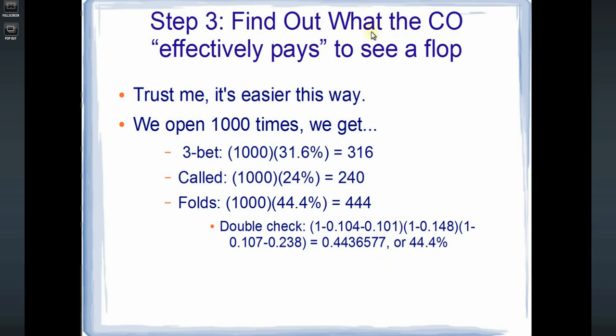All the math checks out. So we pretty much can't have made a mistake here unless I made 2 mistakes. So we're pretty much good to go. The opponent folds 44.4% of the time, for 444 times total if we opened 1,000 times.